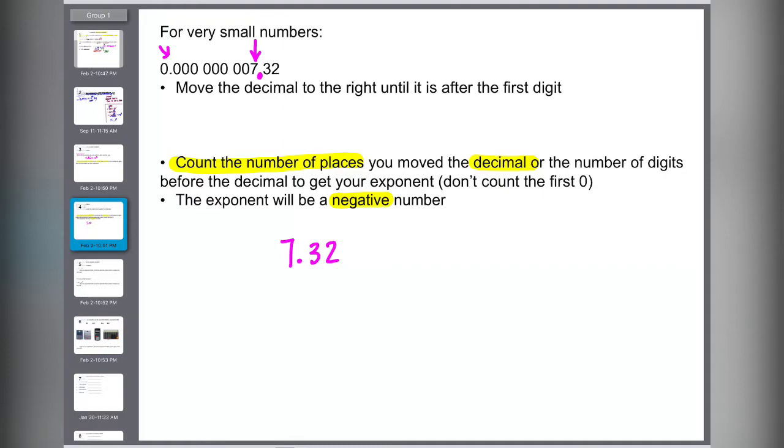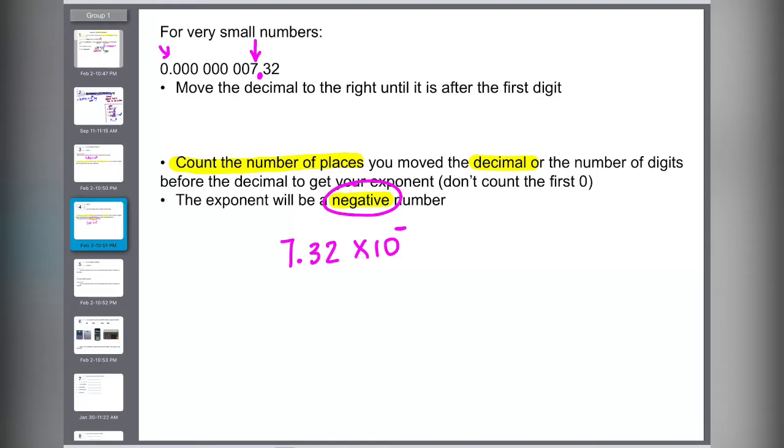Okay, so I would write this as 7.32. I would write my base times 10. And then this time, because it's a very small number, I know that I have to stick a negative in front of it. Okay, when it's a really small number and you made it bigger, you have to actually divide it. That's what a negative exponent is.